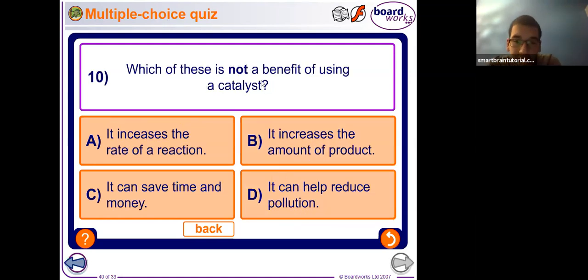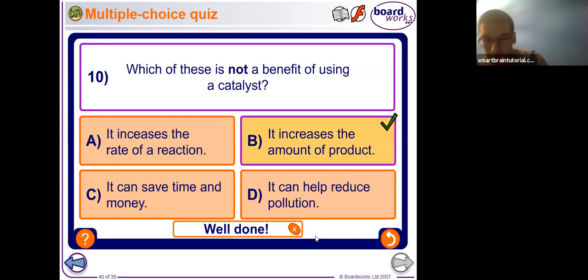Okay, which of these is not a benefit of using a catalyst? It's not B. Yes, B. The amount of the products will not change. Okay, very well.